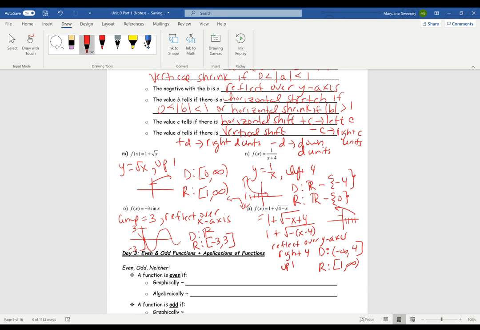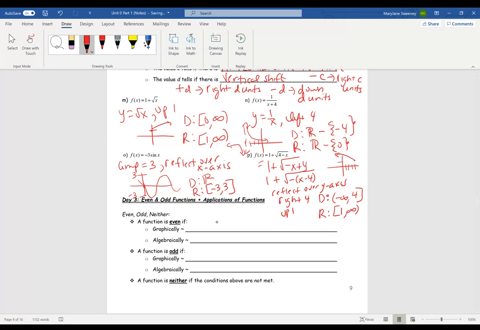You could also, with that one, just set the thing under the radical greater than or equal to 0. So maybe let me show that here. If you took the thing under the radical, set it greater than or equal to 0, you would get that x has to be less than or equal to 4. So that's -infinity to 4. And then you would just have to know this +1 is the up 1. So that's why the range is going from 1 to infinity.